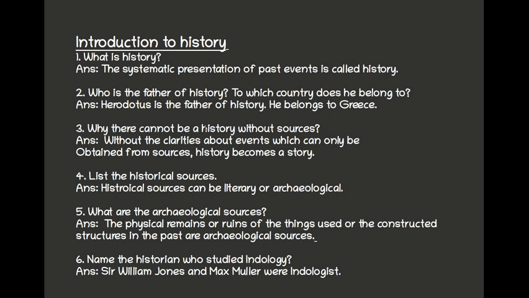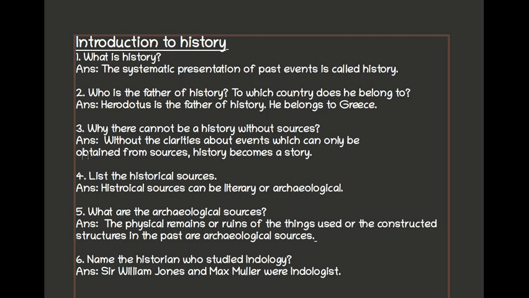Why there cannot be a history without sources? So we learned that without the details about where, when, and by whom, the historic event cannot be considered as authentic. Without the clarities about events, which can only be obtained from sources, history becomes a story.